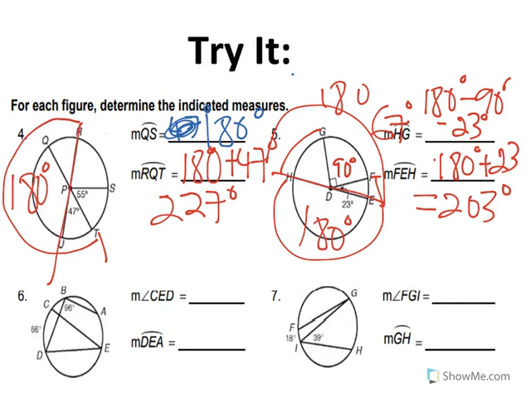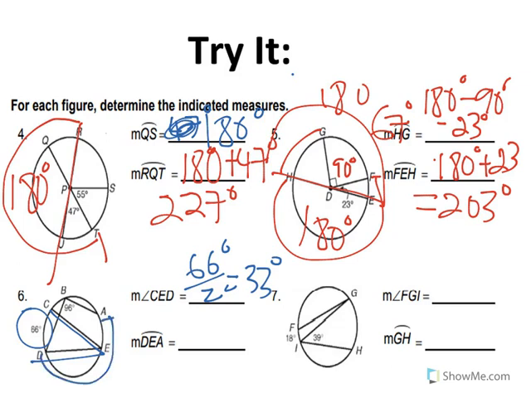We're looking for the measurement for the angle CED. So CED, this is 66 degrees, so then CED is half of that, so you do 66 divided by 2, so it'll be 33 degrees. And we're looking for the arc DEA. So DEA is here. Well, we're given that this angle is 96, so then this will be 2 times 96 degrees. So it'll be 192 degrees.